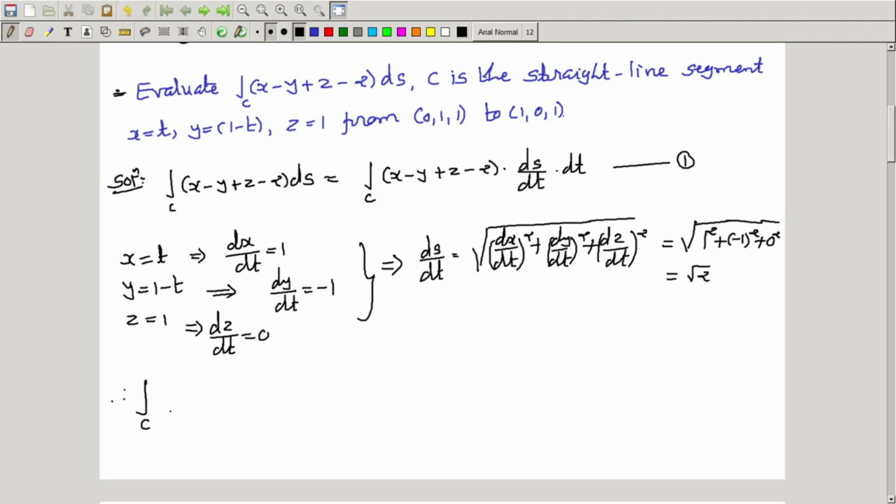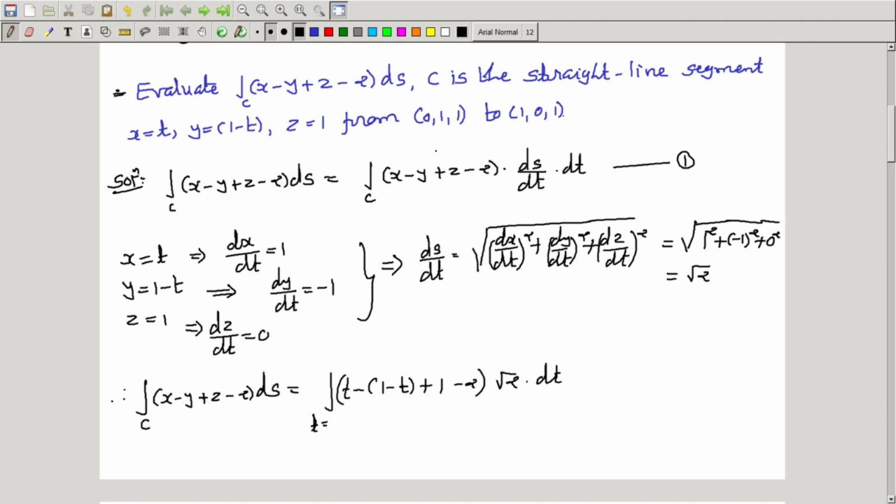Therefore, the integral over C of (x minus y plus z minus 2) ds is equal to the integral of: what is x? x is t, minus y is 1 minus t, plus z is 1, minus 2, times ds by dt, which is square root 2, into dt. We have to write the limit of t here, right? Now the question is, how do we find the limit of t?